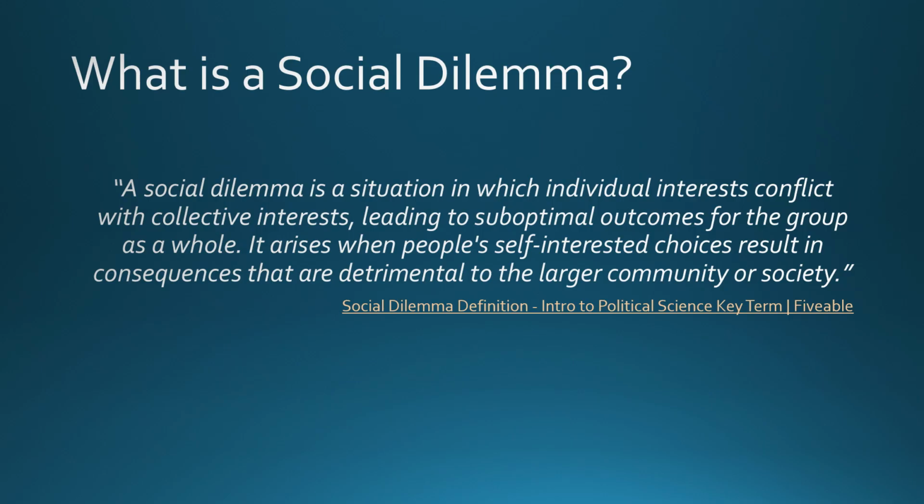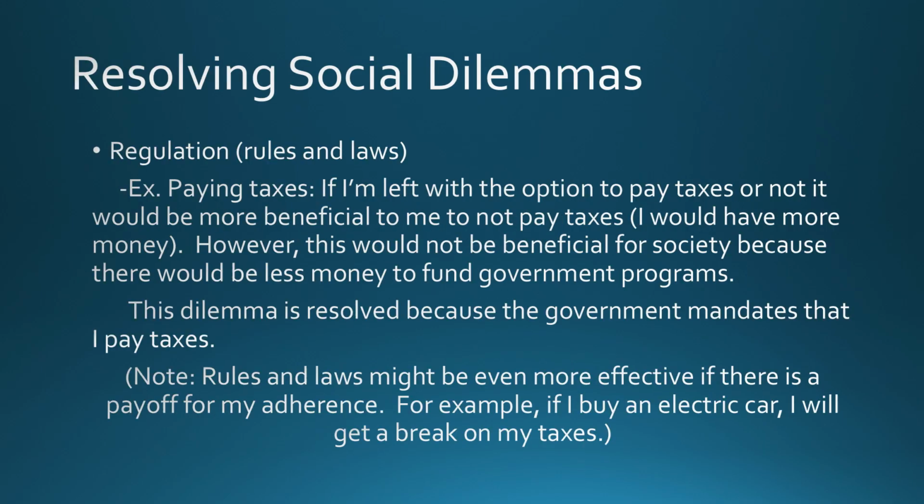So let's look a little bit further. How do we resolve this? Regulation, or rules and laws. For example, paying taxes. If I'm left with the option to pay taxes or not, it would be more beneficial to me, obviously, to not pay taxes because I would have more money. However, this would not be beneficial for society because there would be less money to fund government programs. This dilemma is resolved because the government, of course, mandates that we pay taxes.